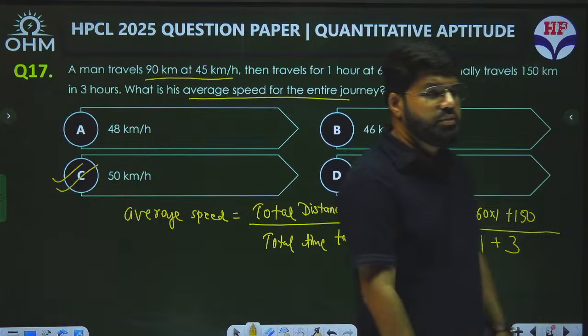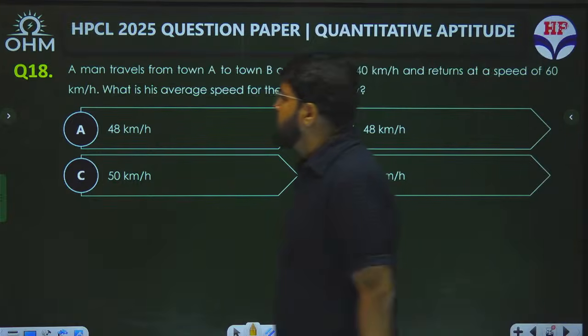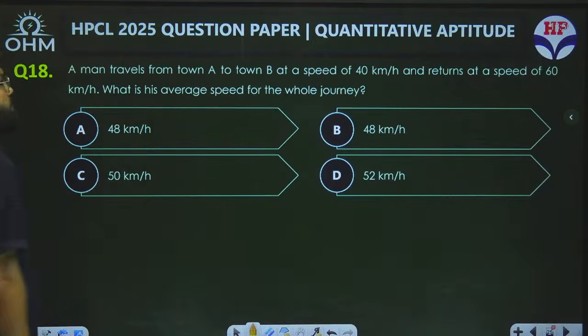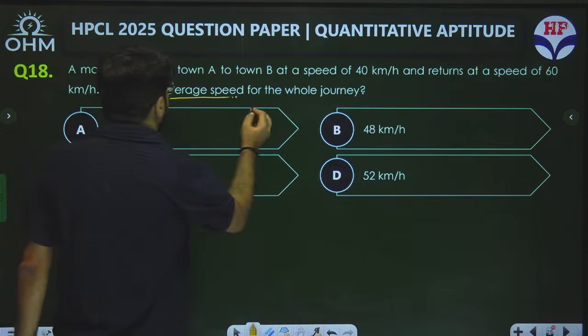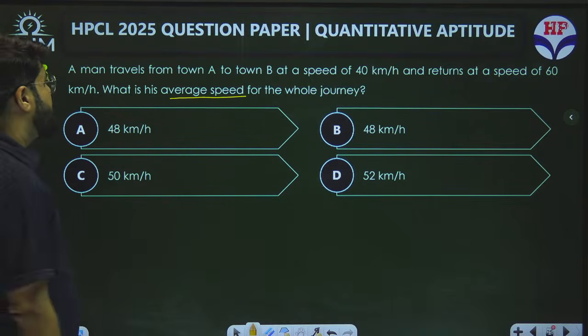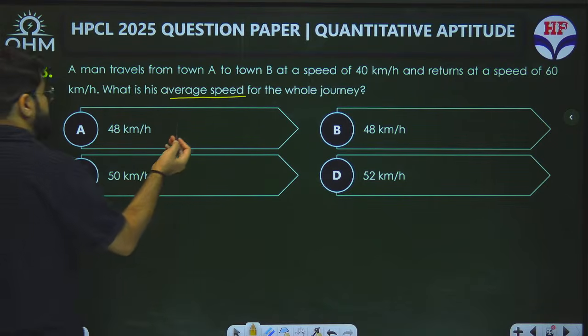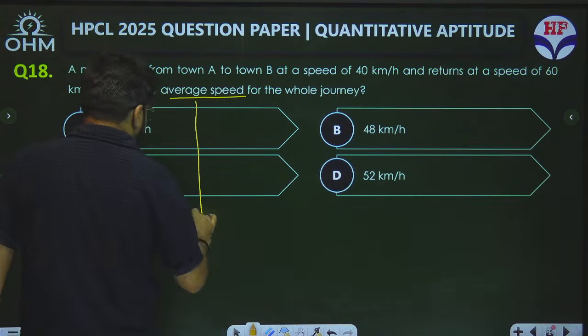Option number C. Next, a man travels from town A to town B at the speed of 40 and returns at the speed of 60. What is the average speed for the whole journey? Again, average speed is how much? Total distance by total time taken.